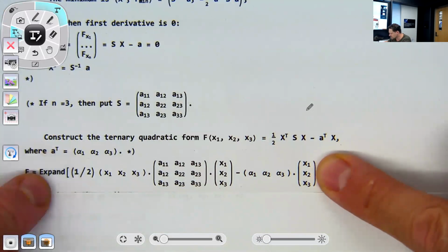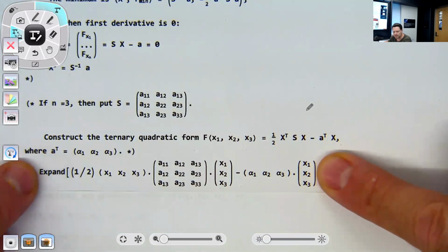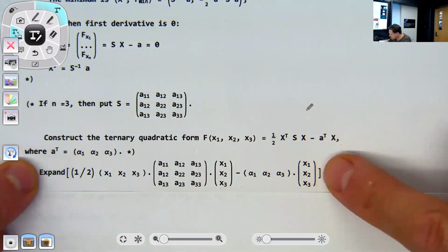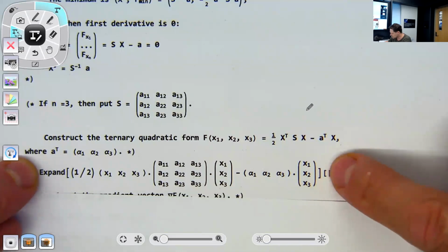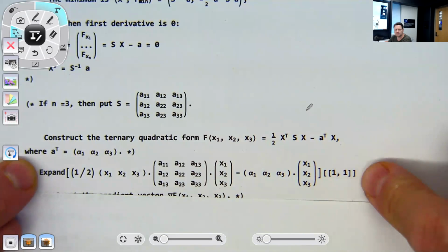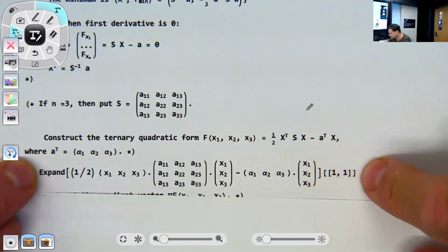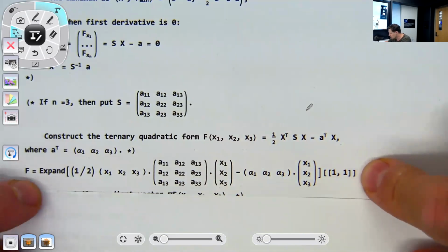Now what I'm doing next is telling Mathematica, please expand that, and then I end the bracket there. You get an expanded expression, but it's got too many brackets in it. I just want to pull out the scalar, so that's what I do at the end. I take out the first element of the first element so that I just get the scalar there, and I'm going to call that F.